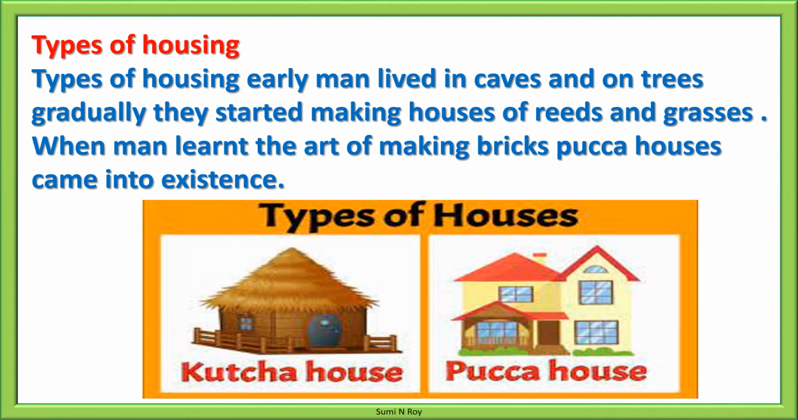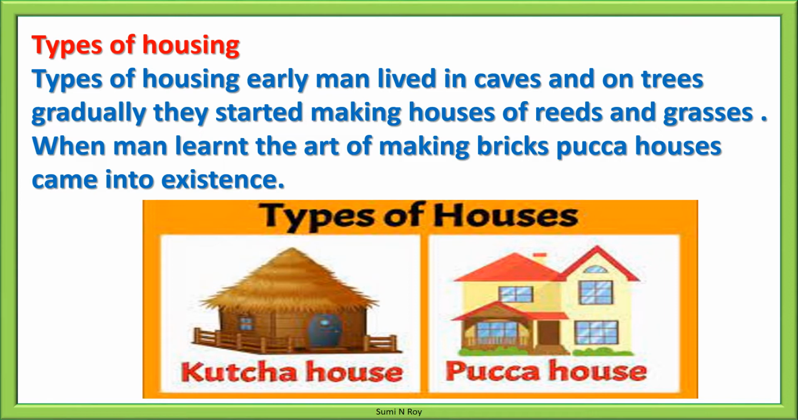Students, I hope that you all have understood what is housing. Now let us discuss the types of housing. Early man lived in caves and on trees. Gradually, they started making houses of reeds and grasses. Later, houses began to be made of mud with roofs made of twigs of trees and leaves. When man learned the art of making bricks, pakka houses came into existence.